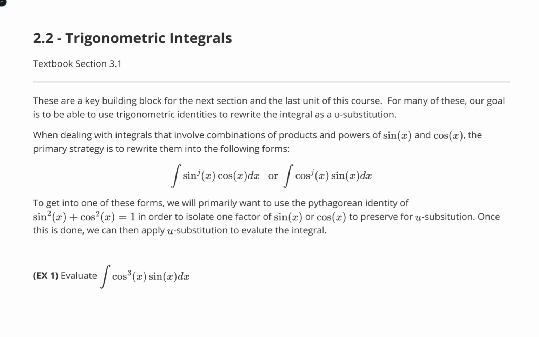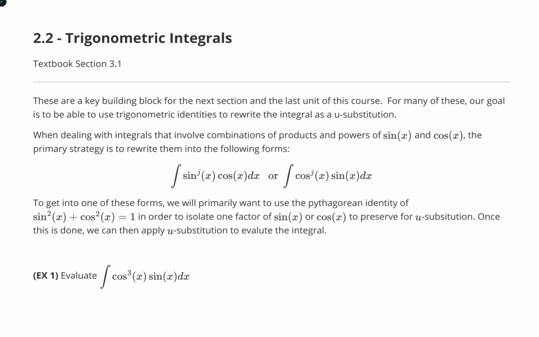We're really just applying u substitution here and just learning techniques of how to set up u substitution to work whenever we have products of trig functions. So for instance, if we have products of powers of sine and cosine. All right, so notice how I've written these. I have sine to the j power of x times cosine x dx.